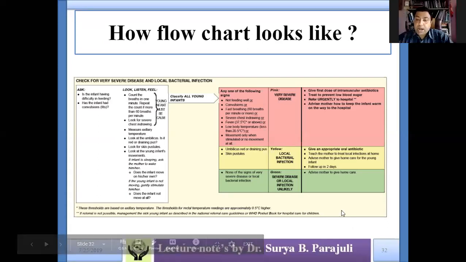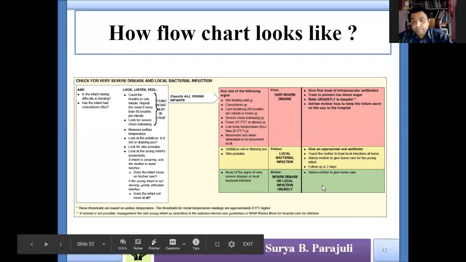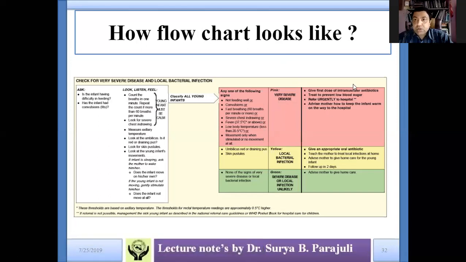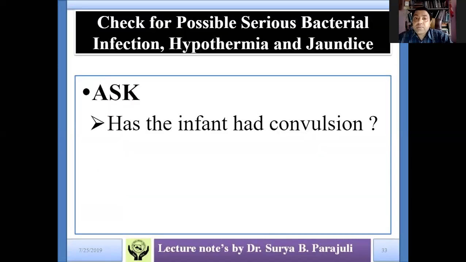Now let me proceed with how the flow chart looks like. This is a common flow chart, and we need to use it in all types of disease under IMNCI. See, check for possible serious bacterial infection, PSBI, hypothermia, and jaundice. These three things are very important.